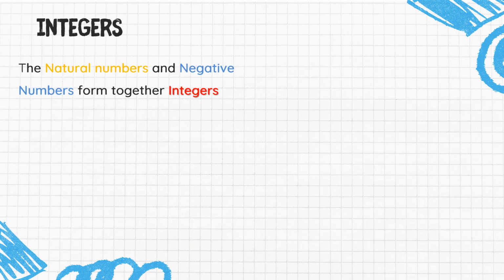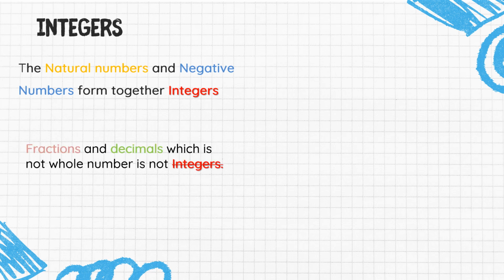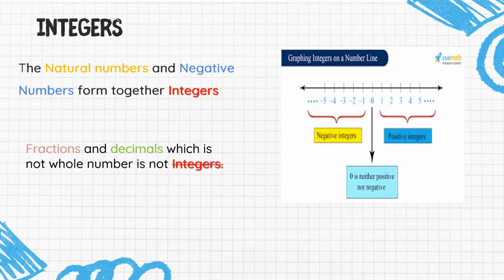Integers: the natural numbers and negative numbers form together the integers. What about fractions and decimals? Fractions and decimals, which are not whole numbers, are not integers. Yes, let's look at the number line here. We have 0, which is the origin. 0 is neither positive nor negative. Take care, math champions, 0 is neither positive nor negative. Positive integers are to the right of the 0 and negative integers are to the left of the 0.